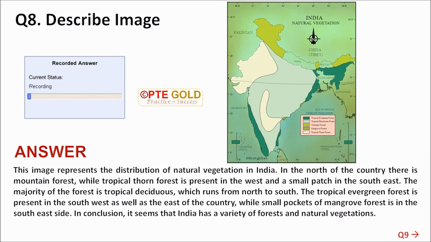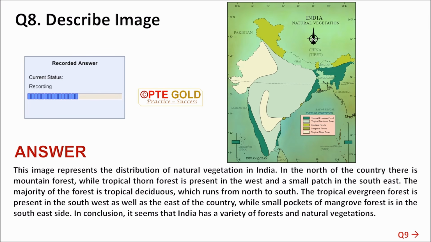This image represents the distribution of natural vegetation in India. In the north of the country there is mountain forest, while tropical thorn forest is present in the west and a small patch in the southeast. The majority of the forest is tropical deciduous, which runs from north to south.